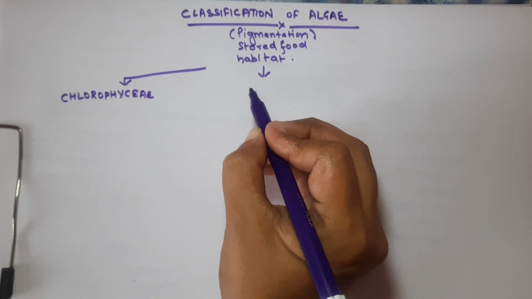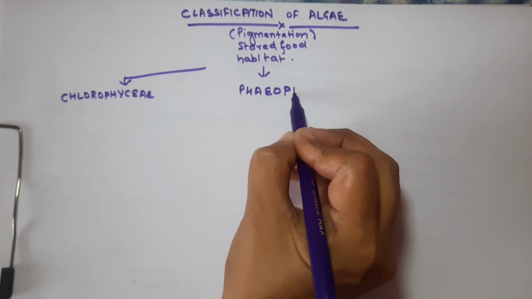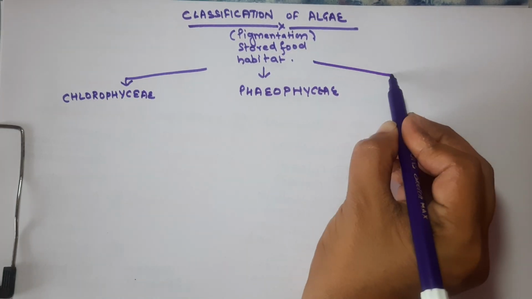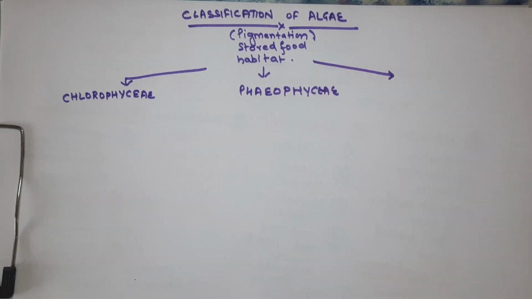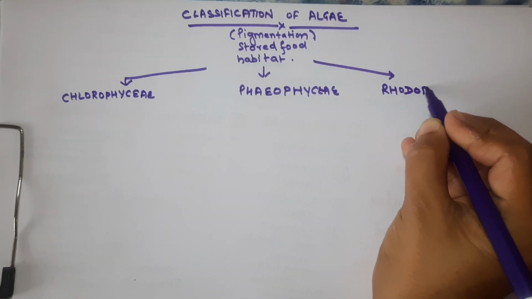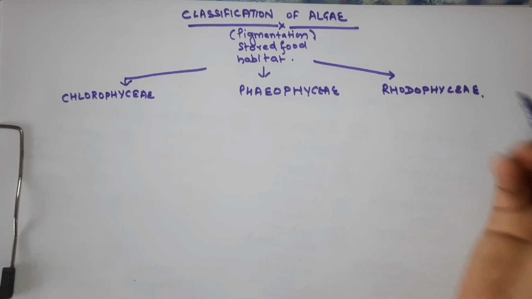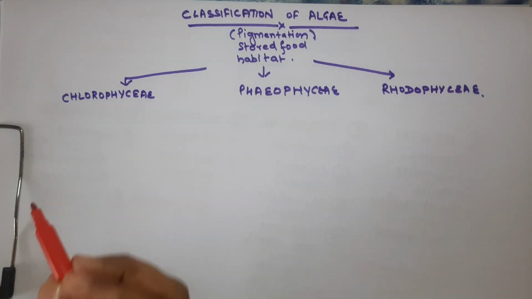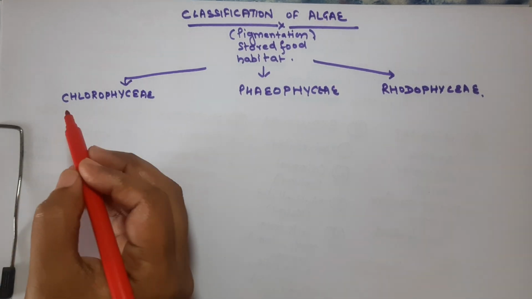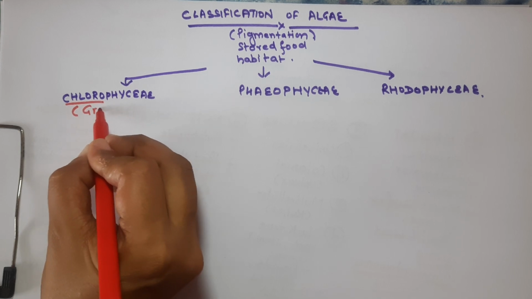The second one is the Phaeophyceae. And the third one is the Rhodophyceae. Okay. So before going into the details, I will just quickly tell you about the Chlorophyceae. Since it contains chlorophyll, it is the green algae.